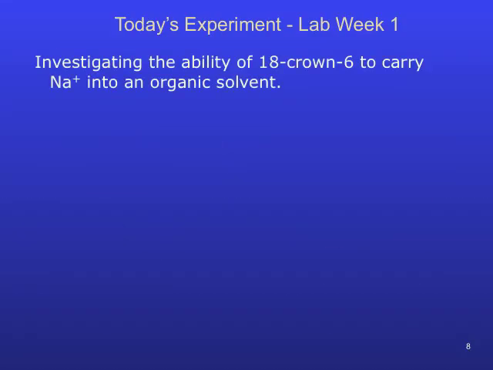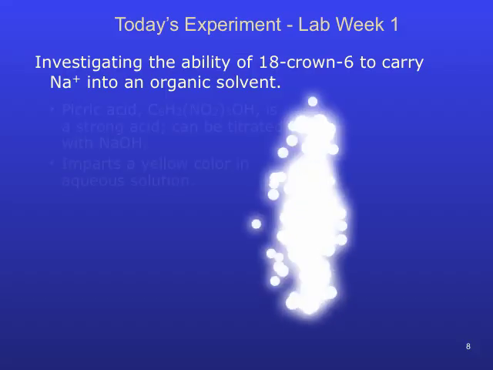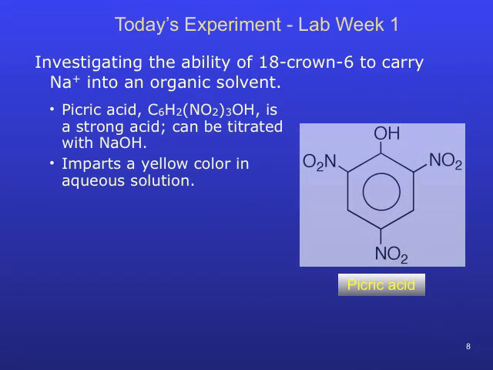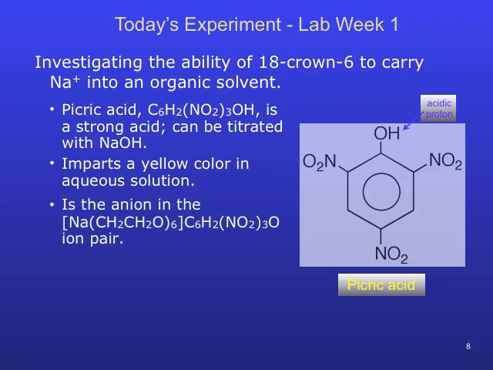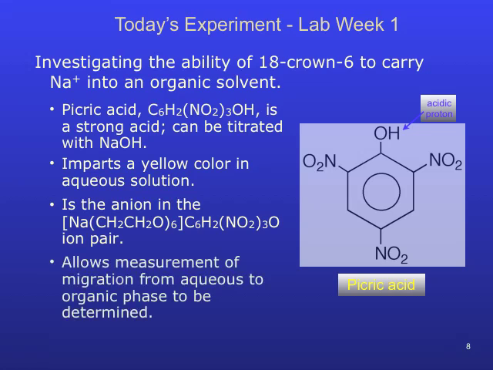During week 1 of this experiment, you will determine the ability of 18-Crown-6 to transport sodium ion from the aqueous to the organic phase. Picric acid is a strong acid and is yellow in color when dissolved in water. The phenol group can be titrated with sodium hydroxide due to the presence of the acidic proton on the OH group. This titrated solution provides 2 ions, the sodium cation to form the complex with the crown ether, and the picrate anion to form the ion pair. This ion pair can then migrate to the organic phase.